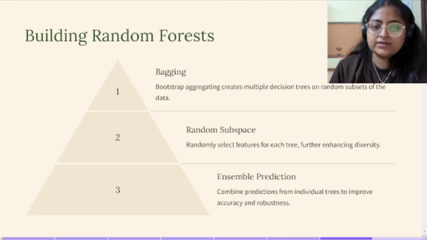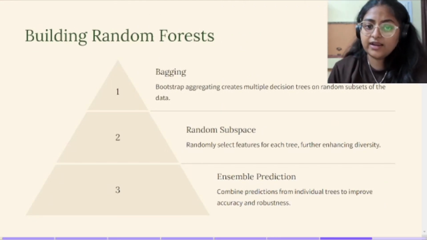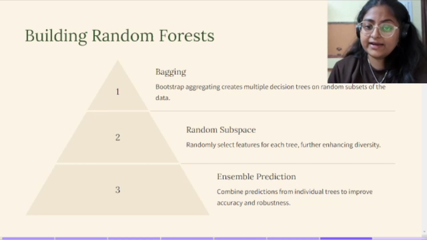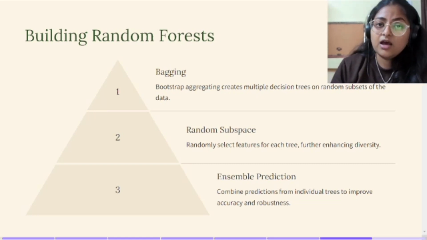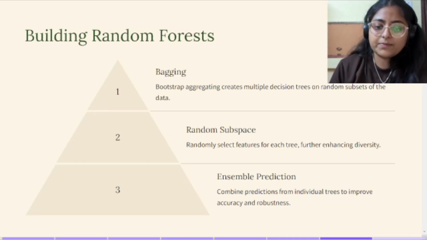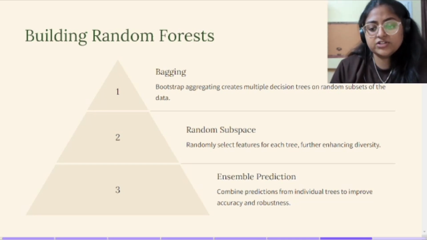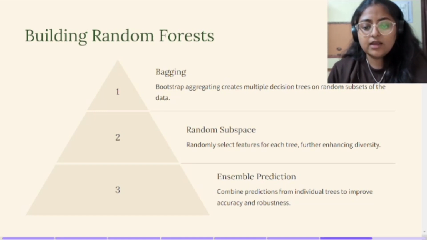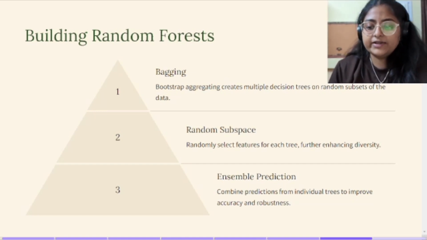Building random forests. Now, how to build a random forest? As we have seen the decision tree, now we are seeing random forest methods. Bagging: the first step is bootstrap aggregation, creating multiple decision trees on random subsets of data. Random subspace randomly selects features for each tree, further enhancing diversity. Ensemble prediction combines predictions from individual trees to improve accuracy and robustness.